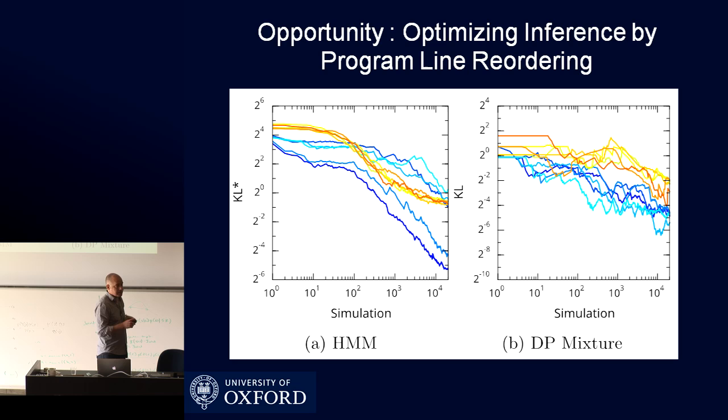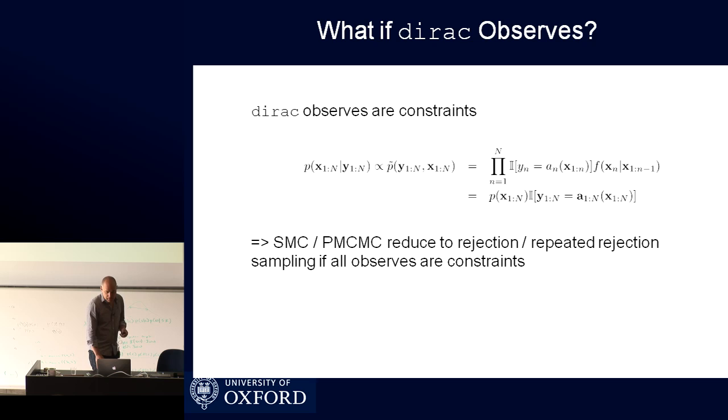Over here in the DP mixture, and if you look in the paper, there's a DP mixture modeling example. We thought we wrote the program with the lines in the correct order, but in fact, there are orderings that are much more efficient. Okay. So it's kind of interesting.